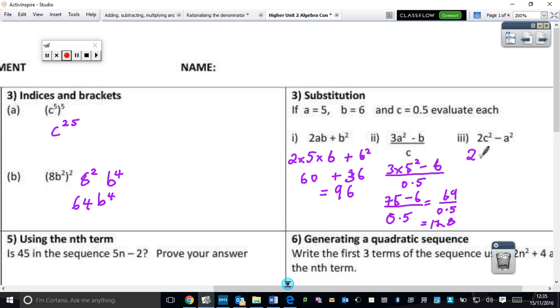Like this one, 2 times c squared, so 0.5 squared, minus 5 squared. So 2 times 0.5 squared. 0.5 squared, you put it in your calculator, anybody? 0.25. So that's 2 times 0.25, which is 0.5. Take away 25. I'll calculate this bit. So it's minus 24.5.